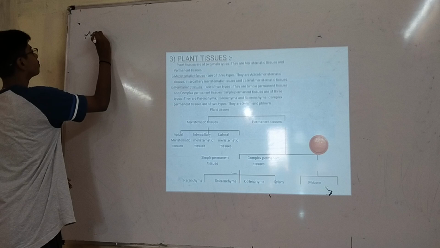So we learn the branch tree of animal tissues. Animal tissues are divided into four types: epithelium, muscular, connective and nervous. Epithelium is divided into four types: squamous, columnar, cuboidal and glandular. Muscular tissue is divided into three types: striated, unstriated, cardiac. Connective tissue is divided into six types, which are blood, bone, ligament, tendons. Nervous tissue consists of neurons.